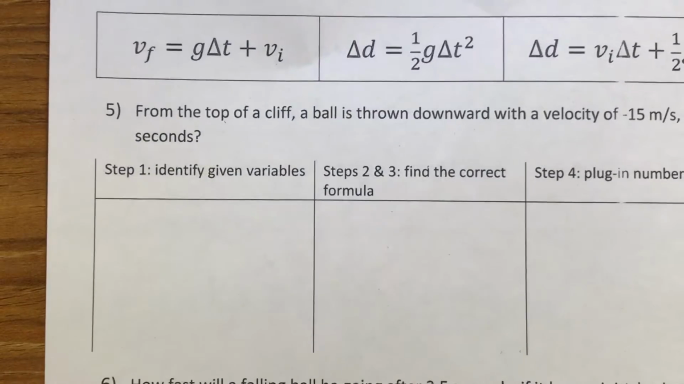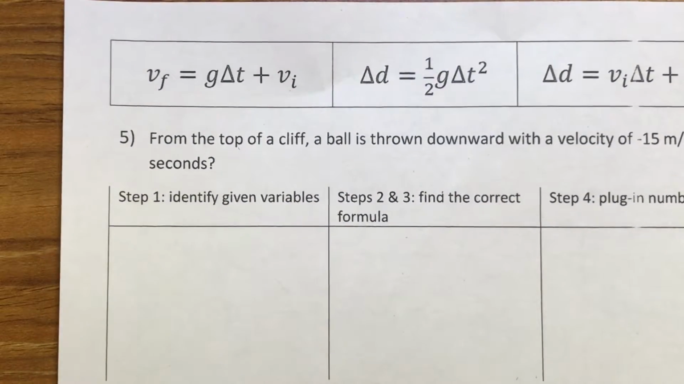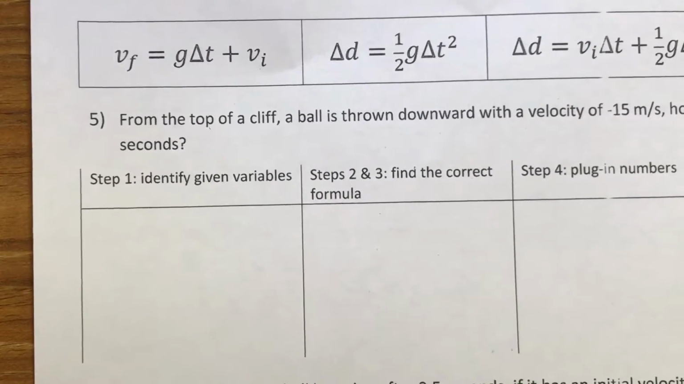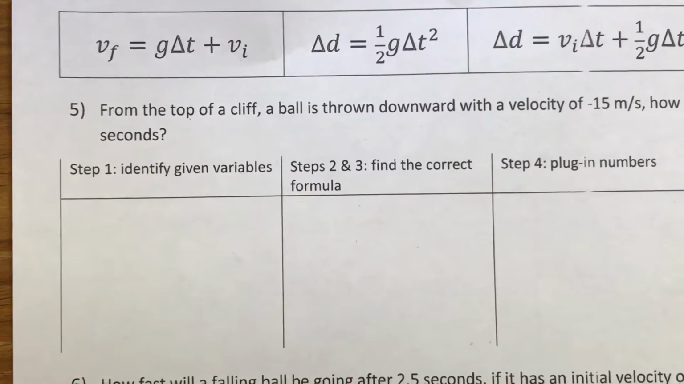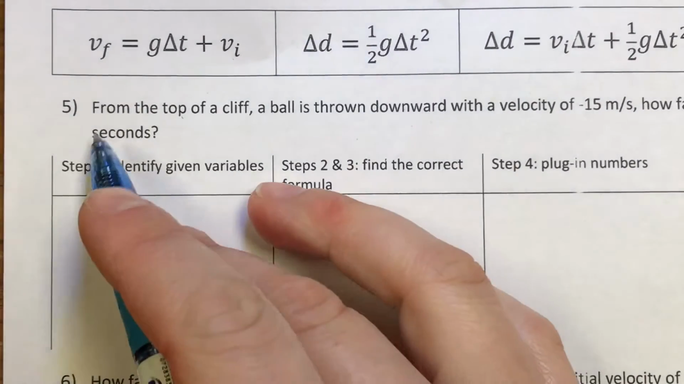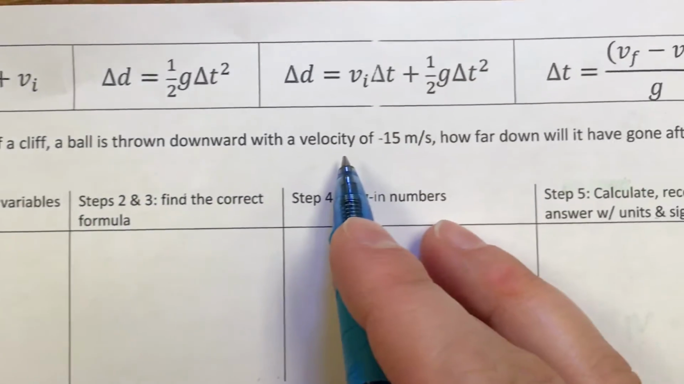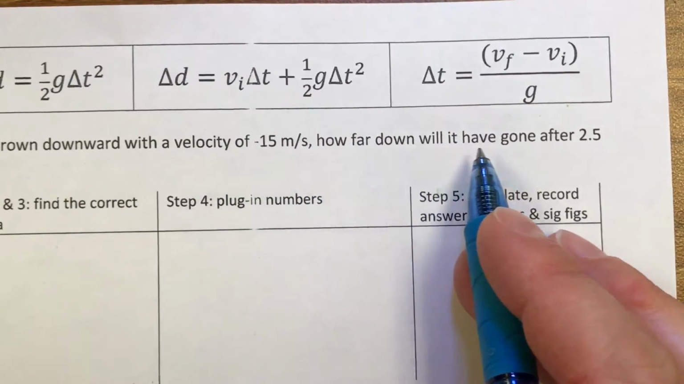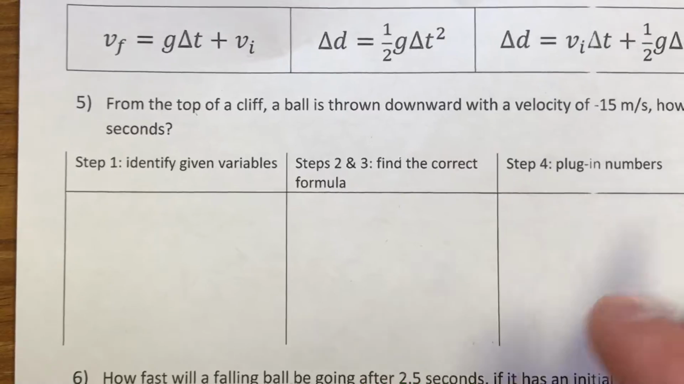Backside. Remember, you need to be practicing these, making an attempt to do them before you actually use this video to just check your answers. Okay. From the top of a cliff, a ball is thrown downward with an initial velocity of negative 15 meters per second. How far down will it have gone after 2.5 seconds?